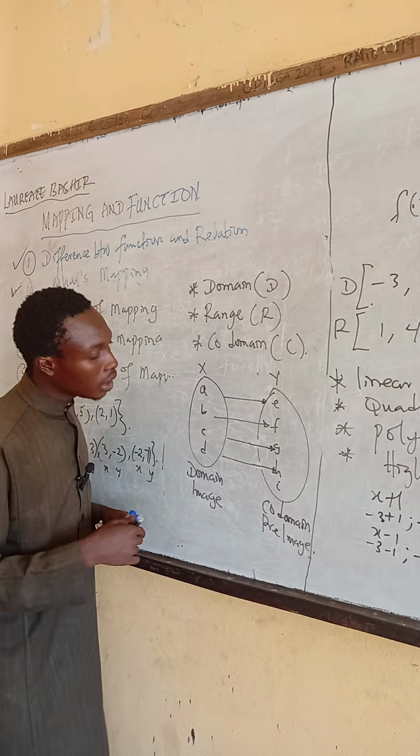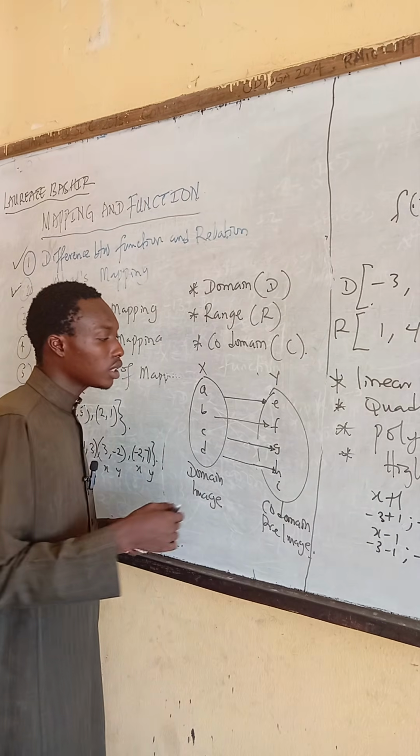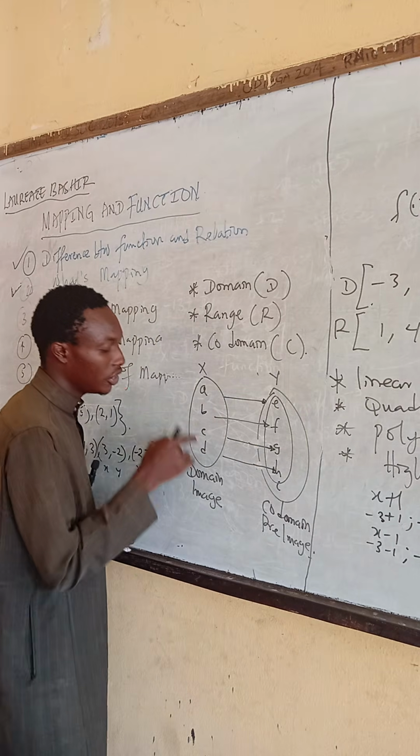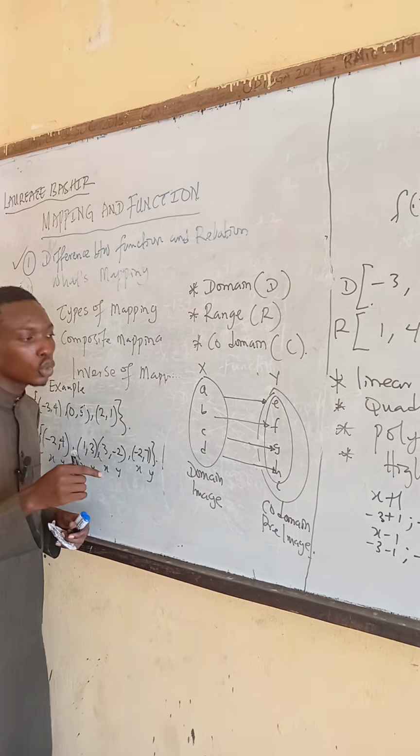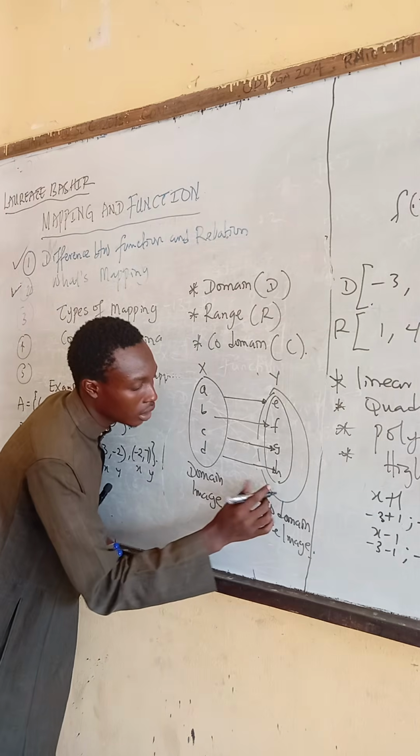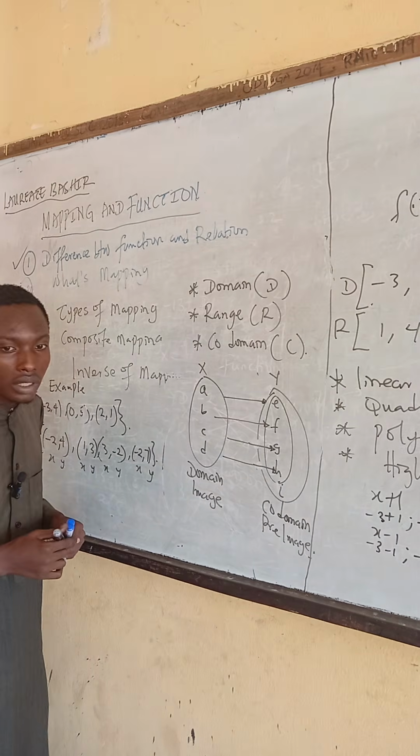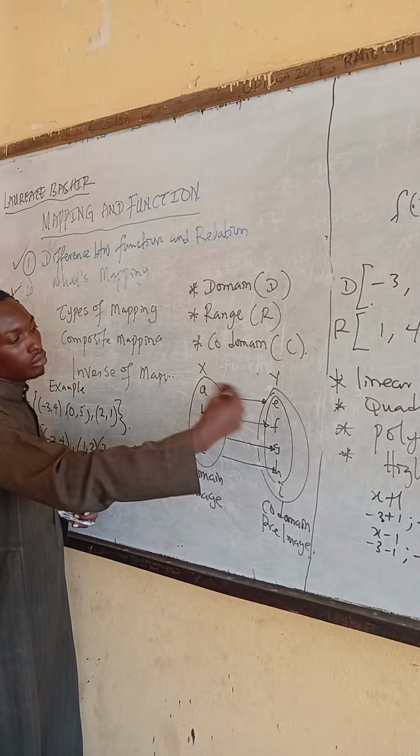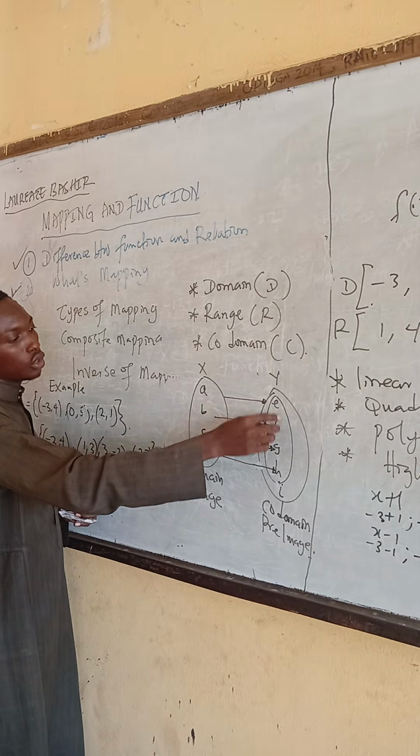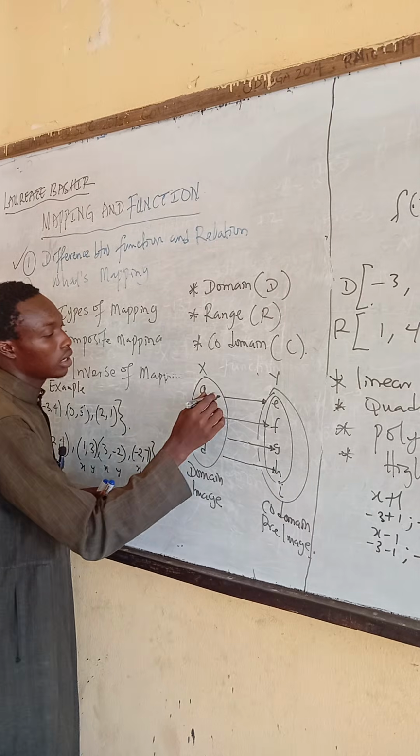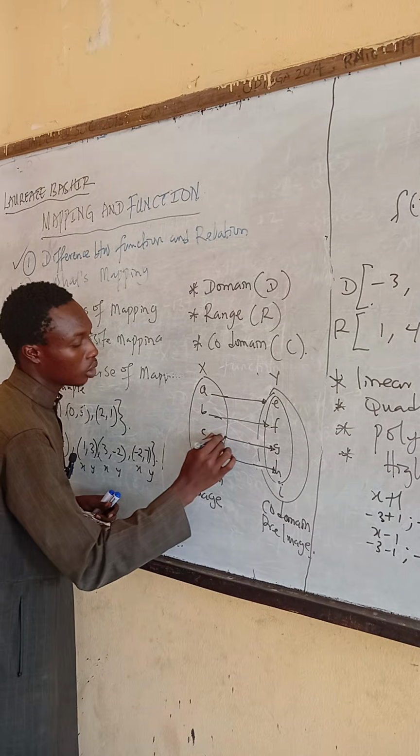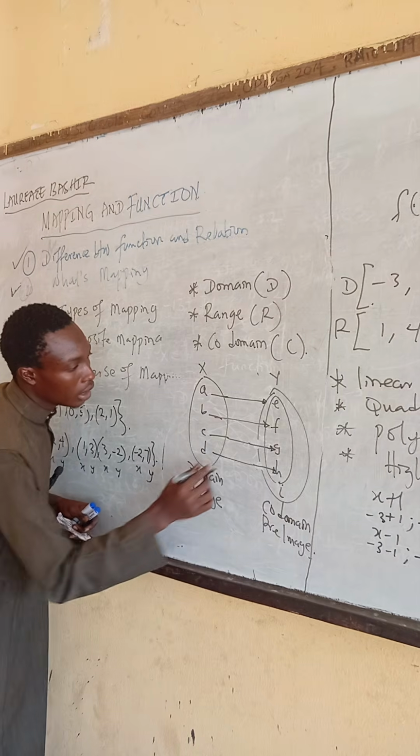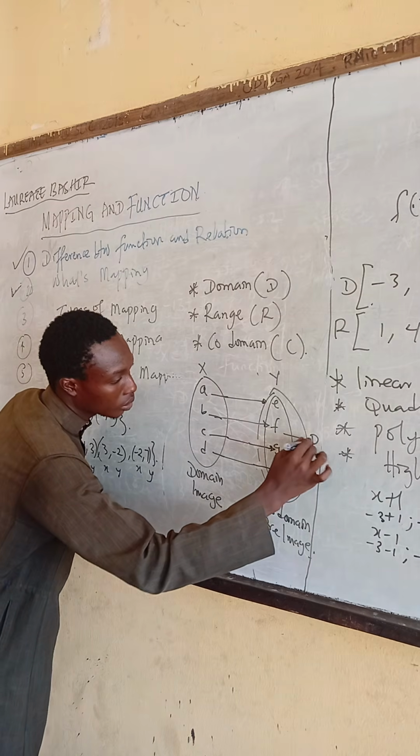Now, you see those elements that I have here that have an image in the domain, they are called the range. How many elements here have an image? You have 1, 2, 3, 4, right? You can see that this comes here, this comes here, this comes here, this also comes here. So all these are your range.